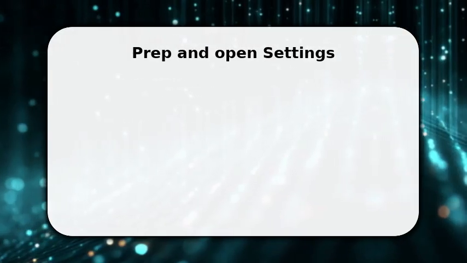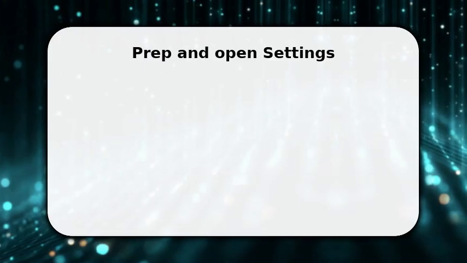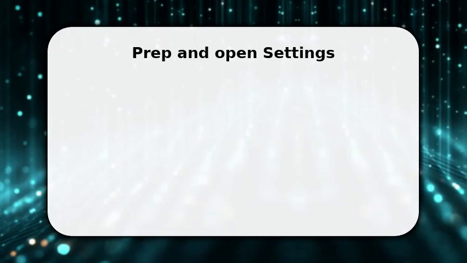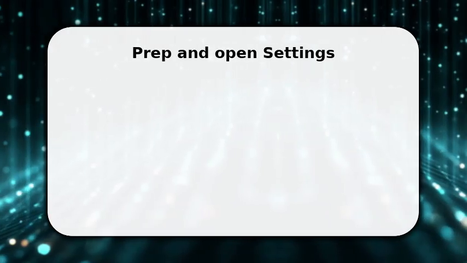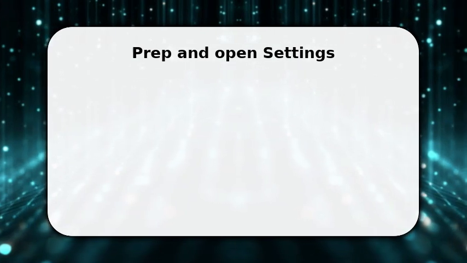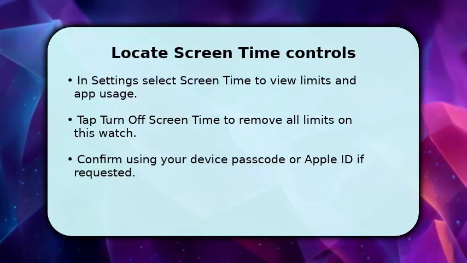You do this because screen time lives inside Watch OS settings and cannot always be disabled remotely without the device present. Make sure you can enter your passcode if one is set, and then tap Screen Time to move to the controls you'll change next. Once you've opened Screen Time, review the current restrictions briefly so you know what's being removed.